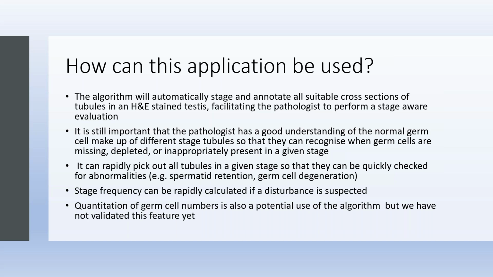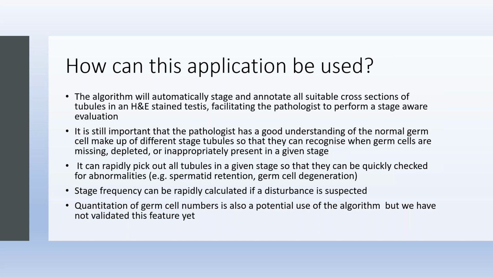You can also rapidly calculate stage frequency, but only really if you suspect there's a disturbance there. I wouldn't recommend doing this on a routine basis, because no one really knows if there was a change there, what it means anyway. Stage frequency is just measuring stage duration. But if you're looking at a testis and you think maybe there are not enough stage 14s, you haven't seen the number you normally would expect, you can do a stage frequency and you can compare it with the control. So you can do that very rapidly.